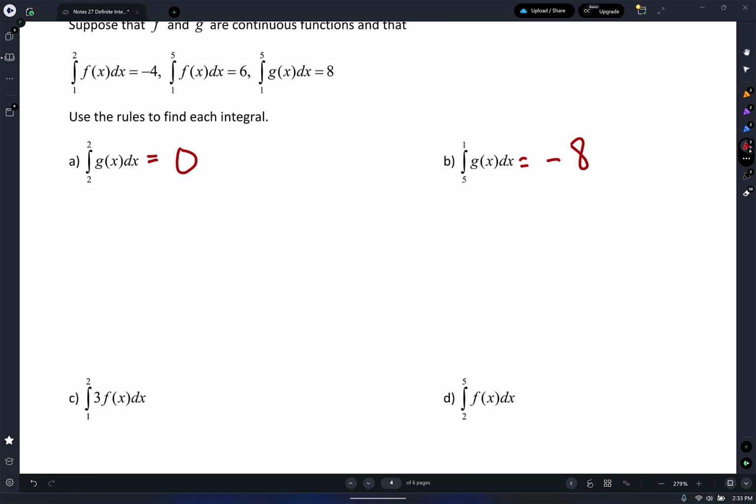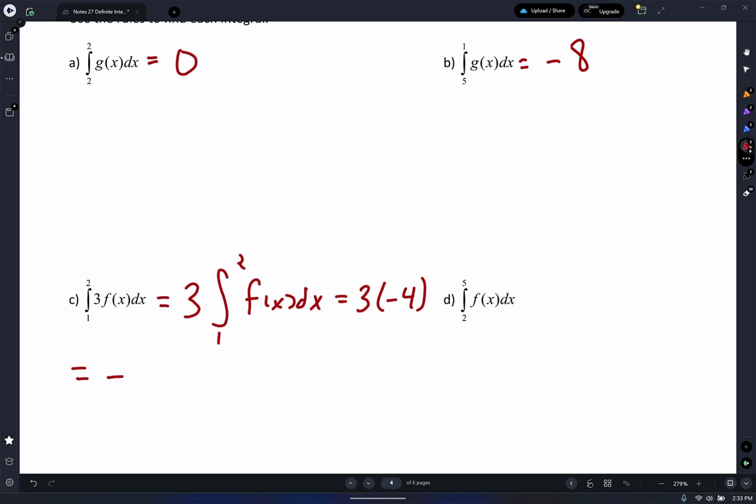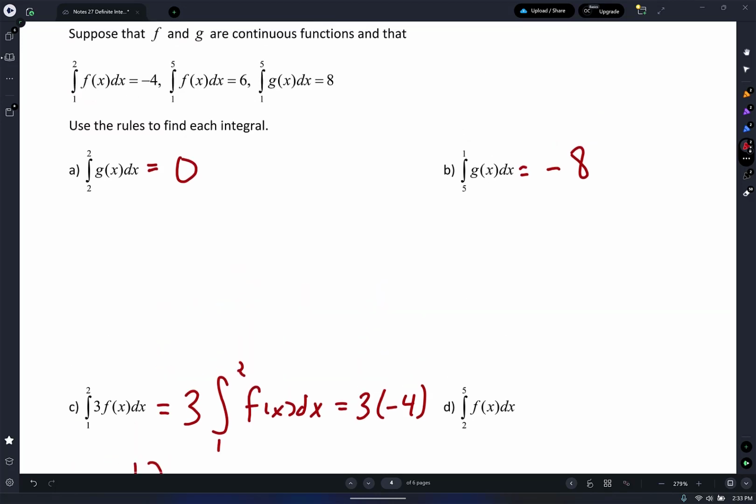Letter C. I have a constant in front of that f of x. Can I pull it out? 3 times the integral from 1 to 2 of f of x dx. Do I have the integral from 1 to 2 of f of x dx? What is it? Negative 4. So I'm going to have 3 times negative 4. What's going to be this output? Negative 12. Are we still okay, guys?